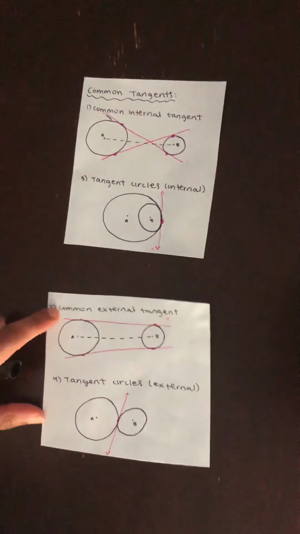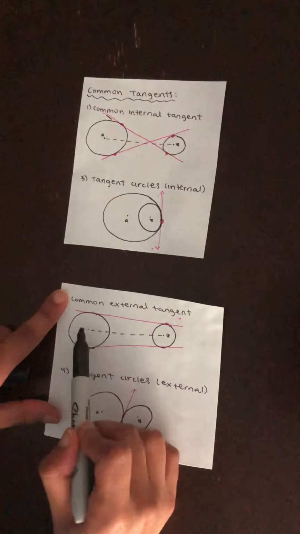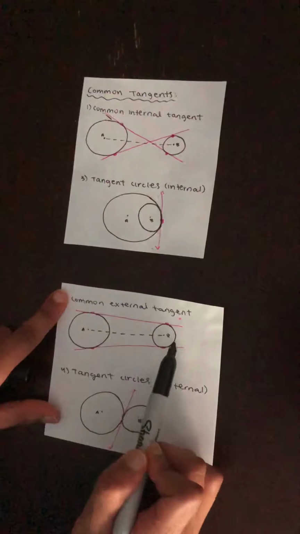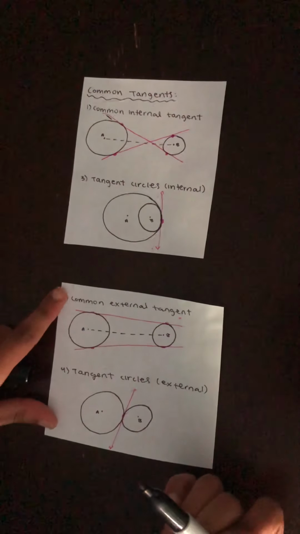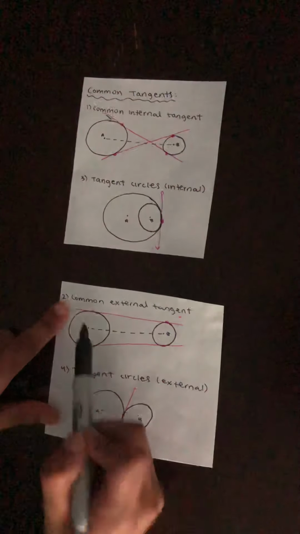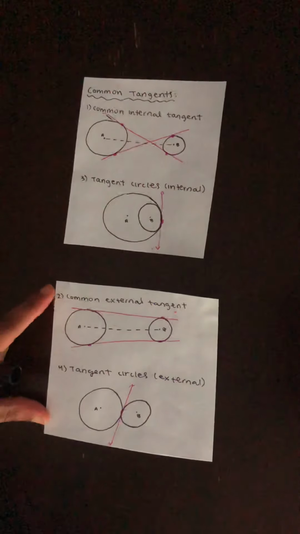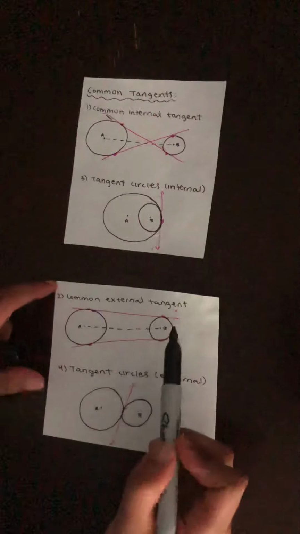Next, we can talk about common external tangents. In this case, we have circle A and circle B with the dotted line representing the segment that joins the centers of the two circles. The common external tangents would be this top line and this bottom line. They're the common external tangents because the circles are externally positioned relative to each other.